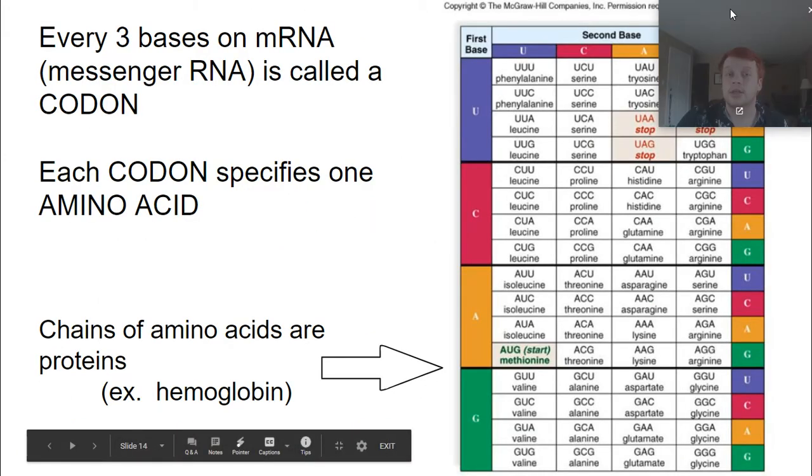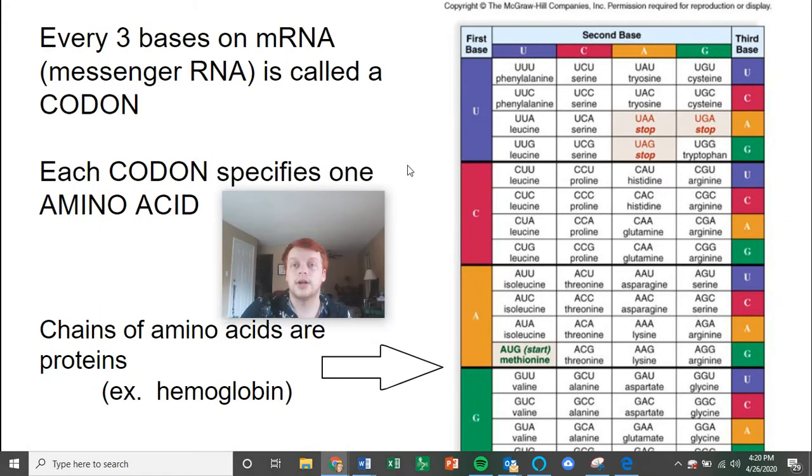So now we're going to read a codon chart to figure out what amino acids get added, because remember, the tRNA is bringing a specific amino acid every time. So every 3 bases on the mRNA is a codon. Remember, mRNA is just a short form for messenger RNA, and that helps me remember what it does because it delivers the message from the nucleus to the ribosome.